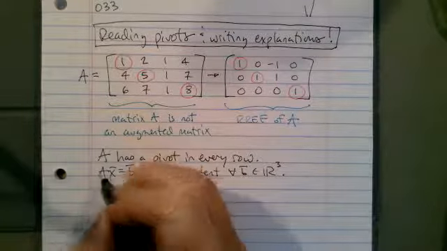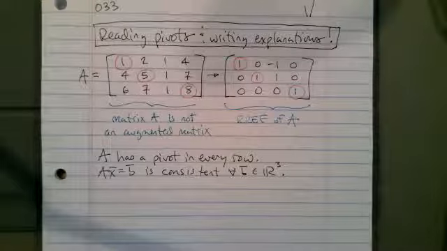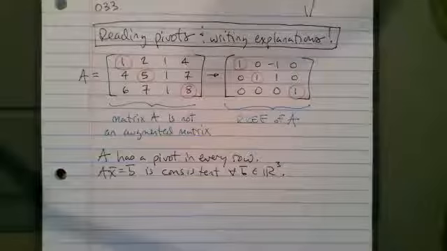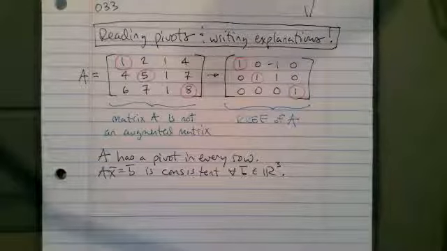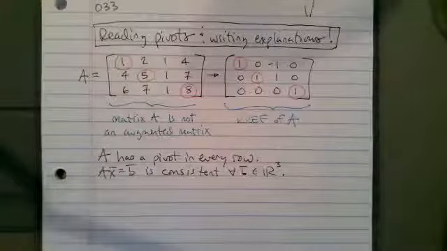There's a reason that we can conclude this. The augmented matrix AB will not have a pivot in the rightmost column because we've used them all. But we don't have to state that. We just have to point out that A has a pivot in every row. Therefore, AX equals B is consistent for all B in R3.